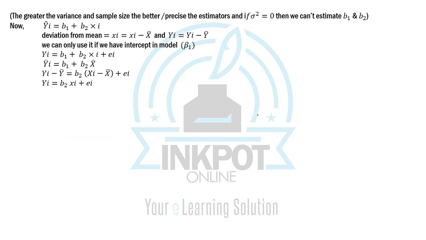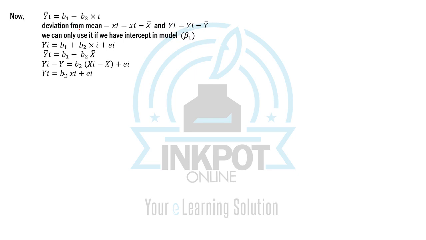Okay, so now the greater the variance and sample size, the better and more precise the estimators. So from the variance of b2, as we know, this is equal to sigma square divided by summation xi square. If we do not know the sigma square, it will also get estimated.